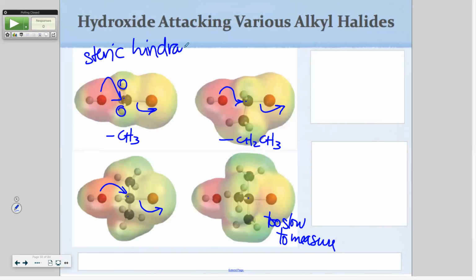I don't know what's under these boxes. We'll find out in a minute. That's called steric hindrance, because they're blocking the site where the reaction is going to occur.